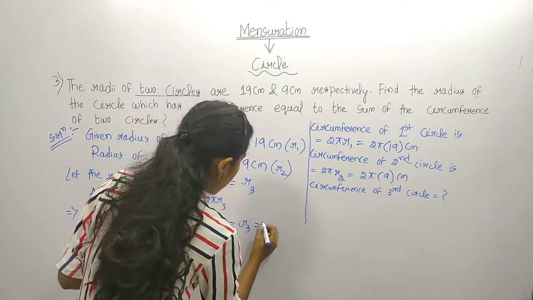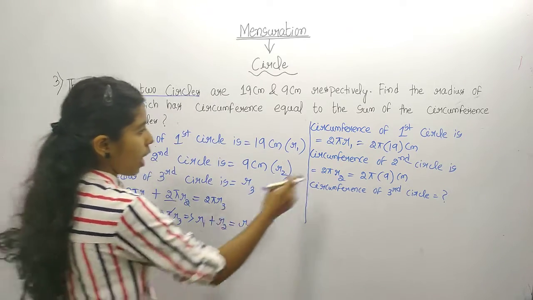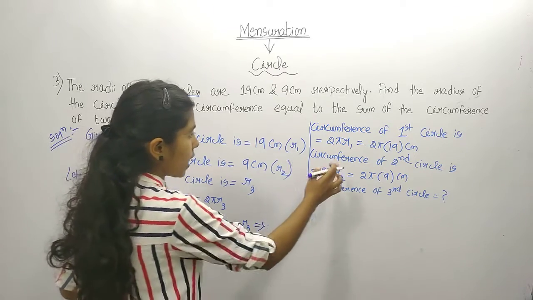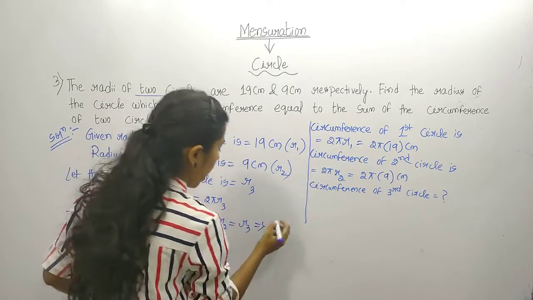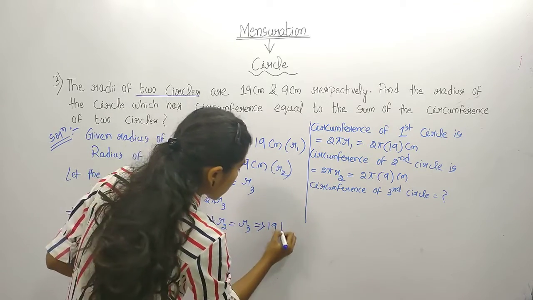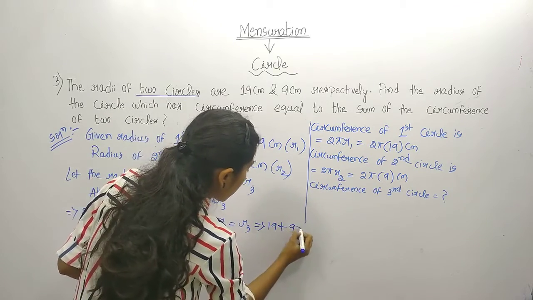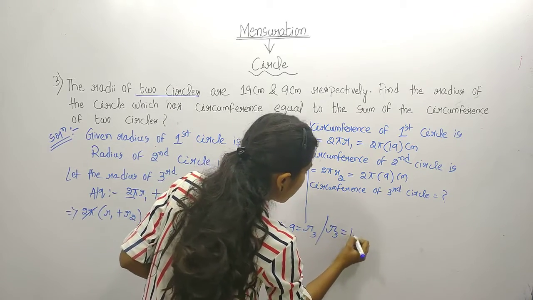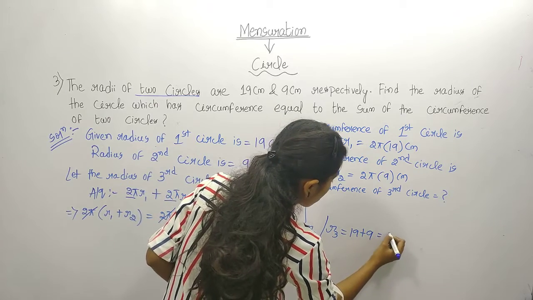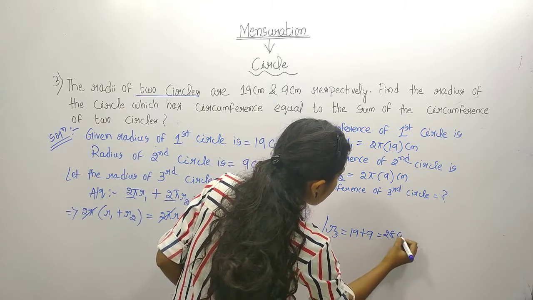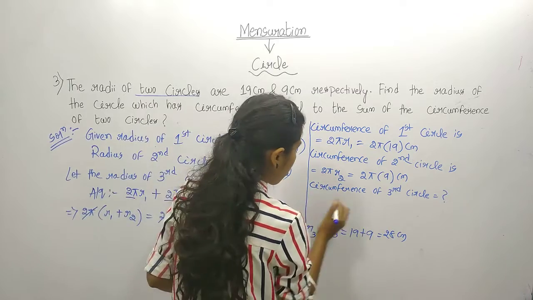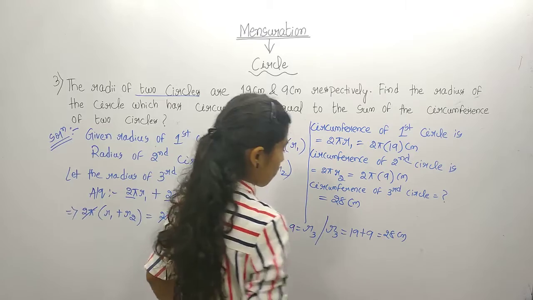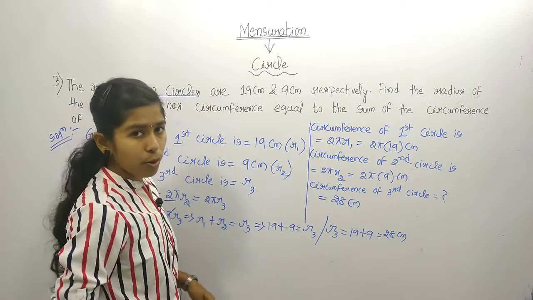Right. So that implies how much is r1? r1 plus r2 equals r3. 2 pi is already cancelled. r1 is 19 plus r2 is 9 equals r3, or we can write r3 equals 19 plus 9 equals 28 cm. So therefore the circumference of the third circle is equal to 28 cm. Okay, like this you have to find it.